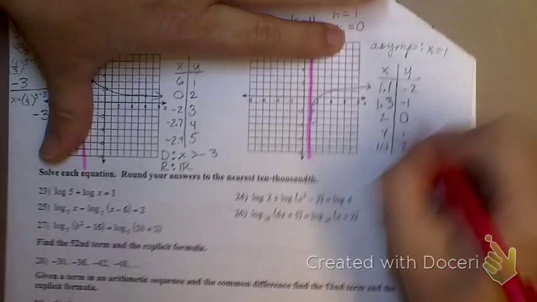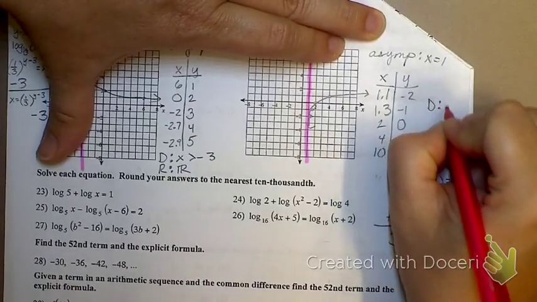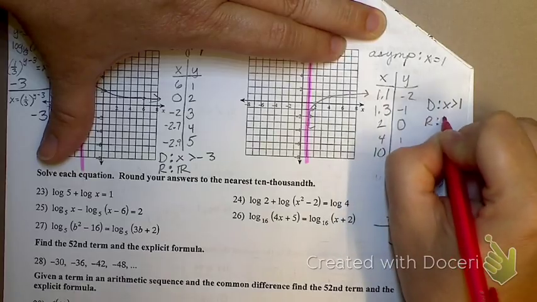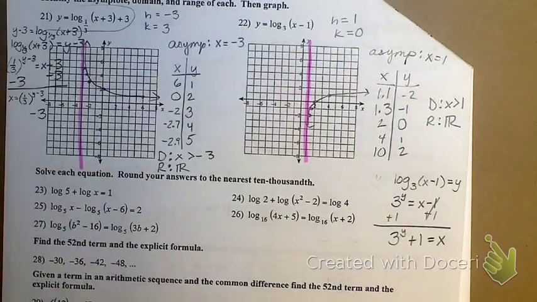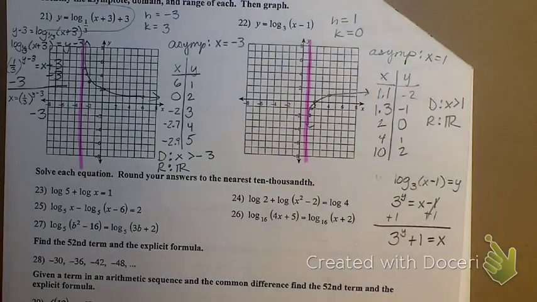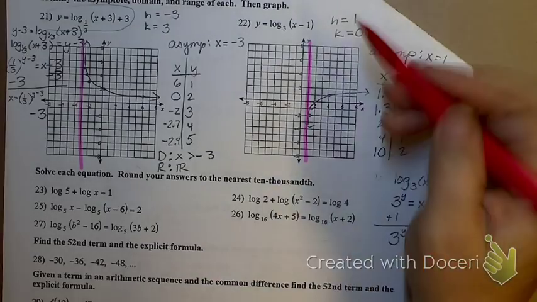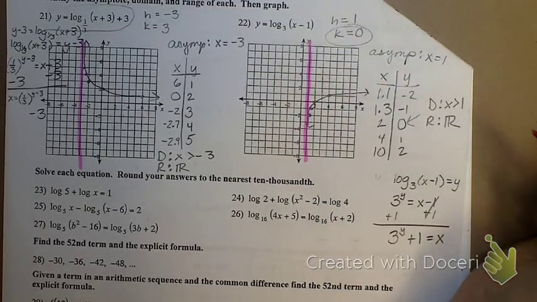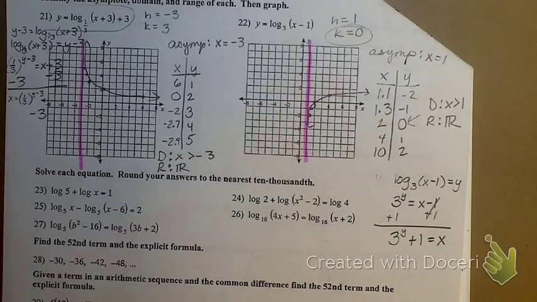What's my domain here? X is greater than 1. My range, all real numbers. Okay. Any questions there? Why did you start with 1 in the middle? You put h in the middle, right? K goes in the middle. With logarithms, it's always k that goes in the middle, and it goes on your y side in the middle. Okay? H is what gets you your asymptote.